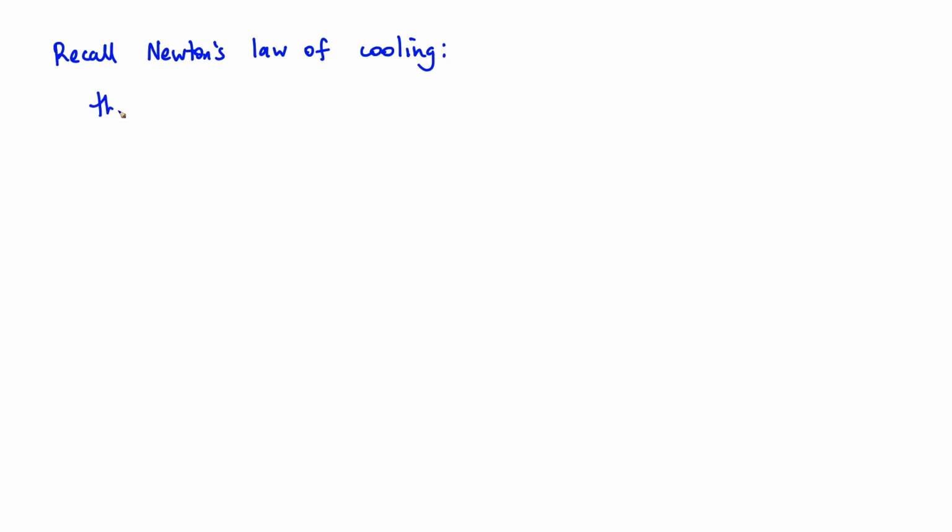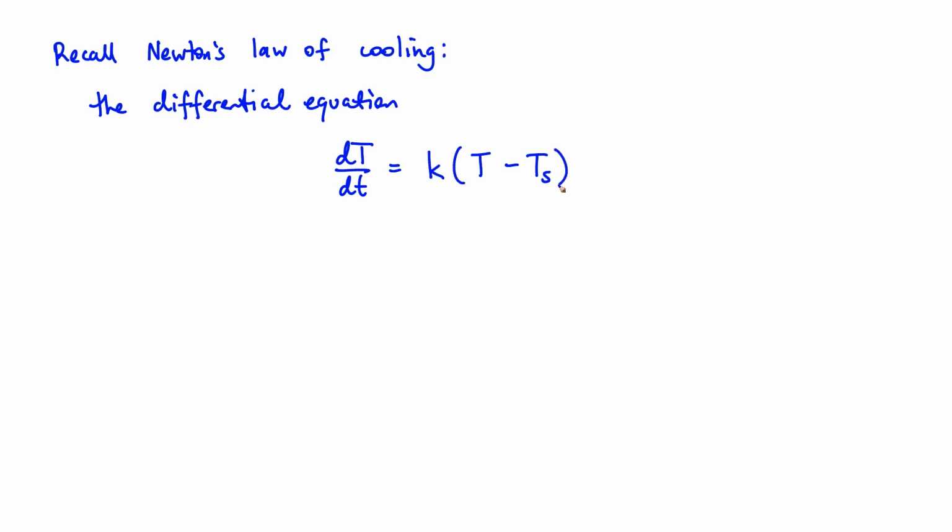It says that the differential equation dT/dt, where capital T is temperature and little t is time, is equal to some constant k times (T minus Ts). Capital Ts here, S is for surrounding. This is the constant surrounding temperature. So in this question, this was 18 degrees.